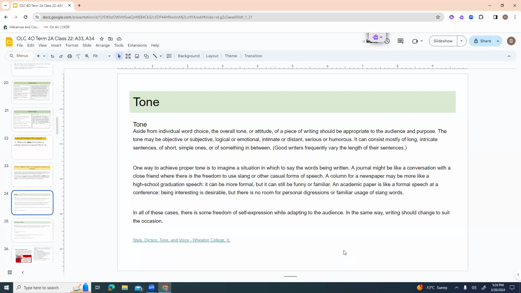Aside from individual word choice, the overall tone or attitude of a piece of writing should be appropriate to the audience and purpose. The tone may be objective or subjective, logical or emotional, intimate or distant, serious or humorous. It can consist mostly of long, intricate sentences, of short, simple ones, or something in between. Good writers frequently vary the length of their sentences.